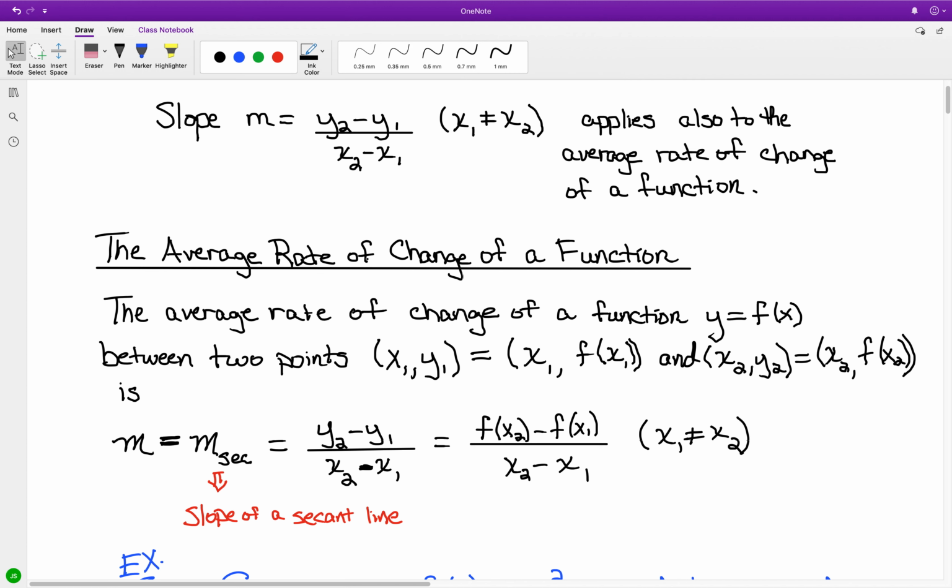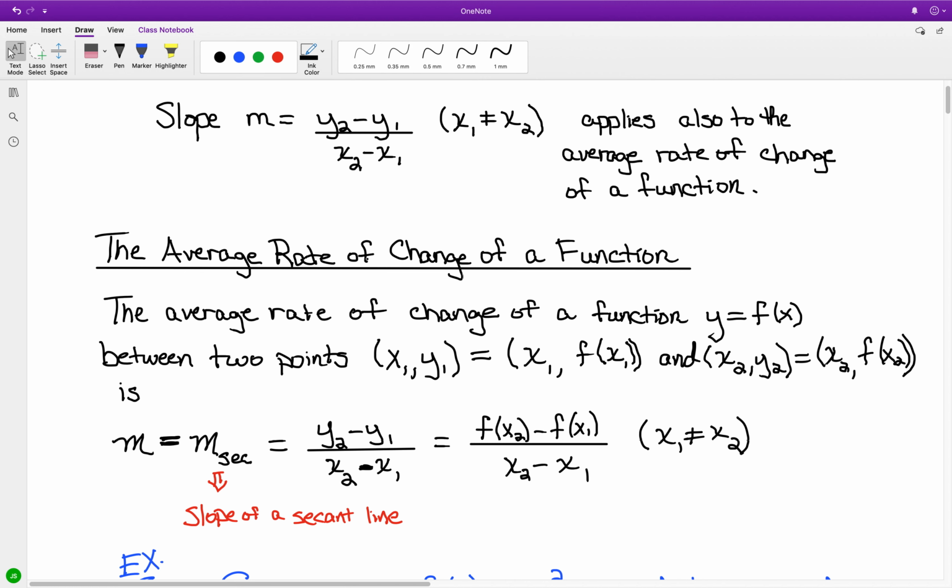Now for the average rate of change of a function, if we have the function in the form y equals f of x, then the average rate of change of this function between two points, putting it in the context of functional notation, is such that x1, y1 is equal to x1, with y1 in the form f of x1, and the second ordered pair, x2, y2, is equal to x2, f of x2. Again, f of x2 is functional notation for y2.